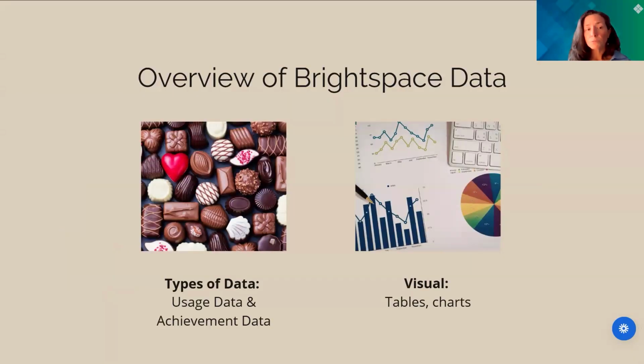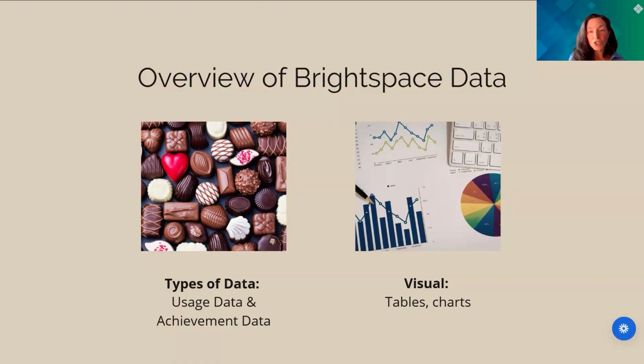There are basically two types of data that you can pull from Brightspace. And I put a box of chocolates here, and it wasn't really supposed to be a Forrest Gump thing where you never know what you're going to get, because you do. It's just the variety of data that's available to you. And it's kind of tasty when you get into it. So I thought chocolates were appropriate.